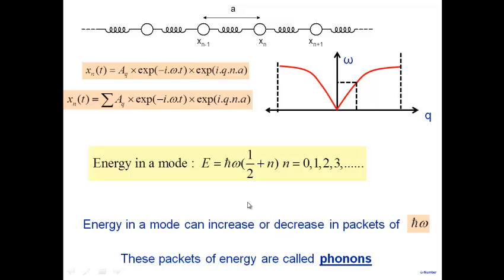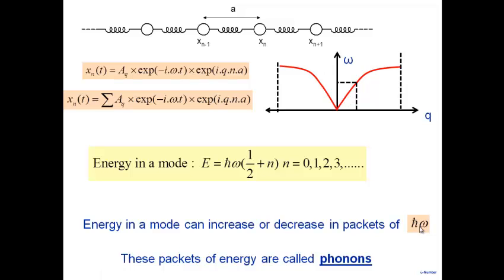Similar to a discussion I'm sure you have seen for light, in an electromagnetic wave the energy can increase or decrease in packets of energy h bar omega. And we call those particles photons. The same analogy is there. We call these particles phonons here. So think of phonons now as something like a quasi-particle. As a quasi-particle, how much is its energy? H bar omega.